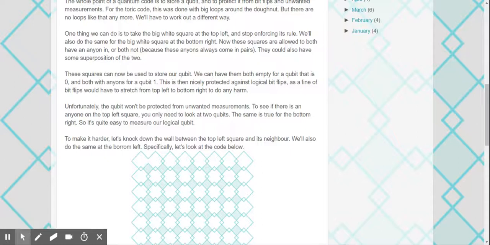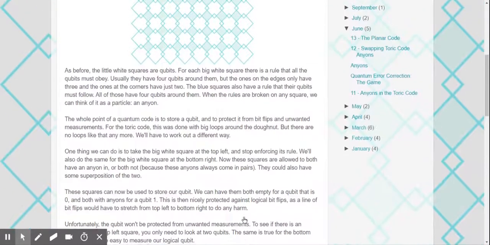These squares can now... What squares? These ones you're talking about? You're talking about what squares? That's confusing.